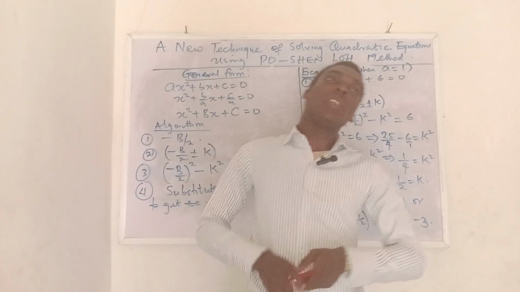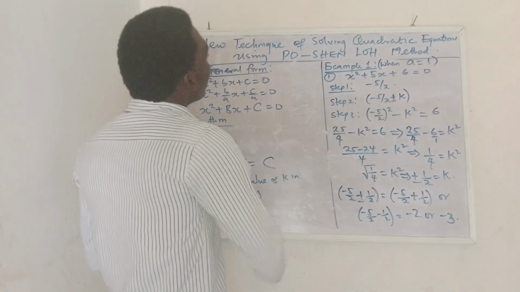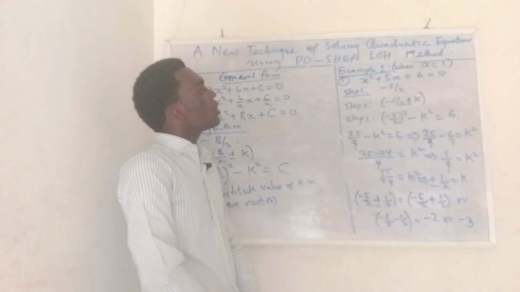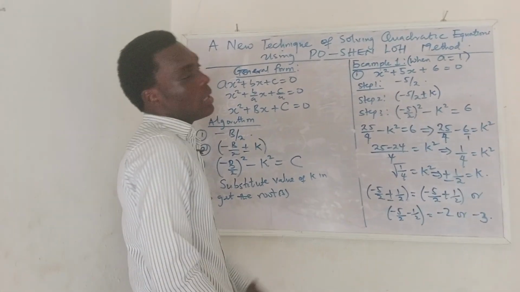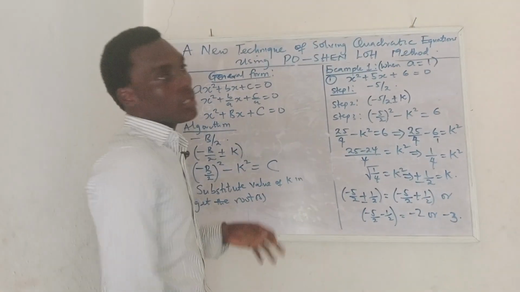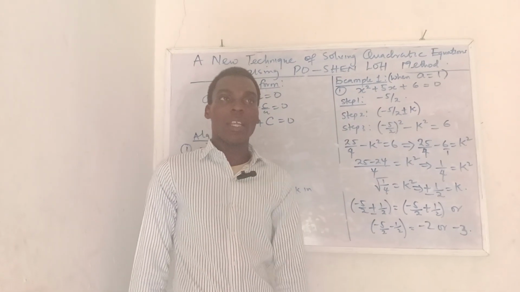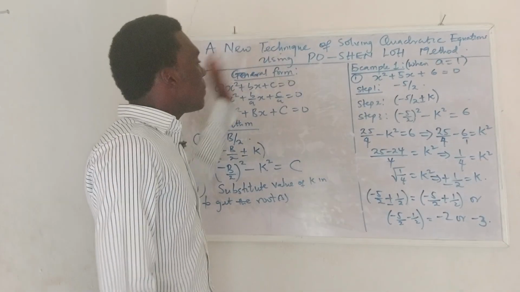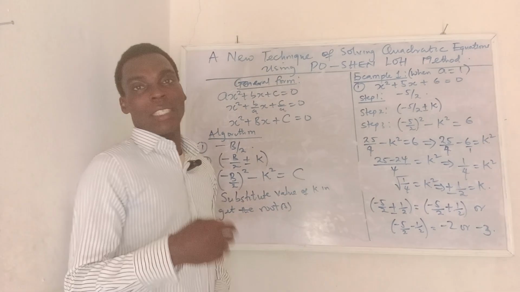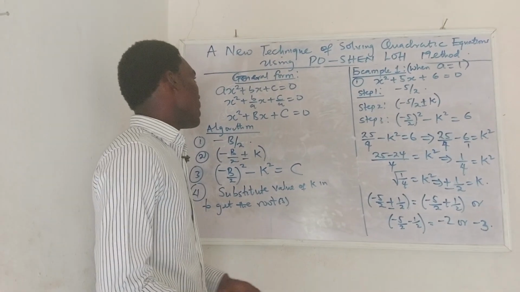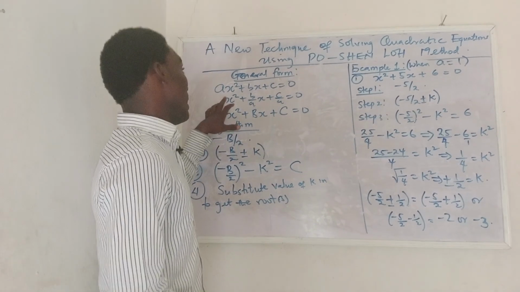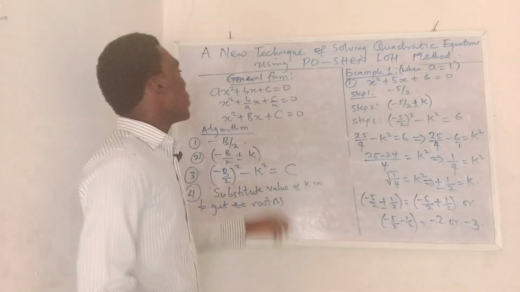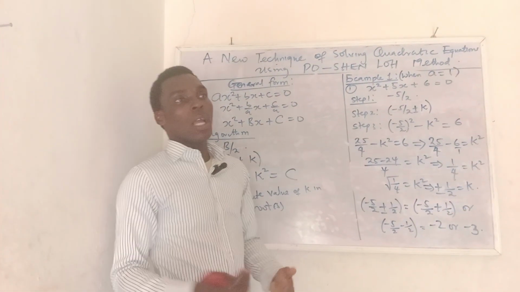And today I'm going to be teaching you a new technique of solving quadratic equations using the Poisson method. This method is fast and easy to implement. Before we go into the usage of the method, first I'll take us back to the general form of a quadratic equation, which we all are familiar with. We know that the general form of the quadratic equation is ax squared plus bx plus c equal to 0, where a can be any value from 1 and above.